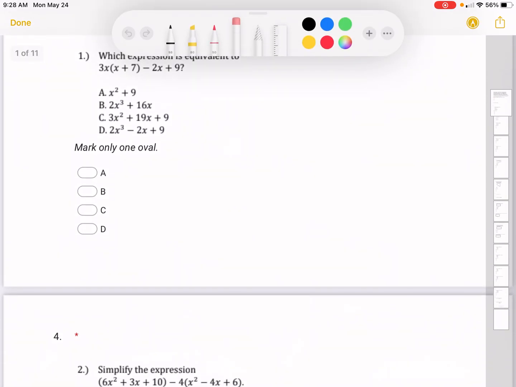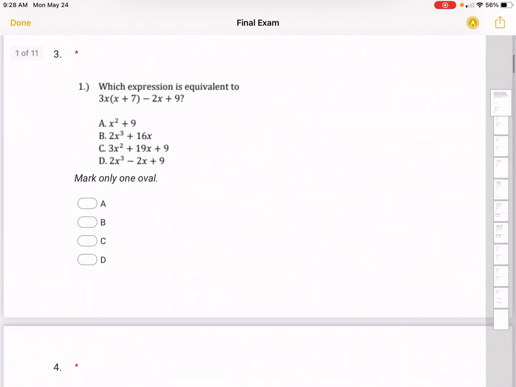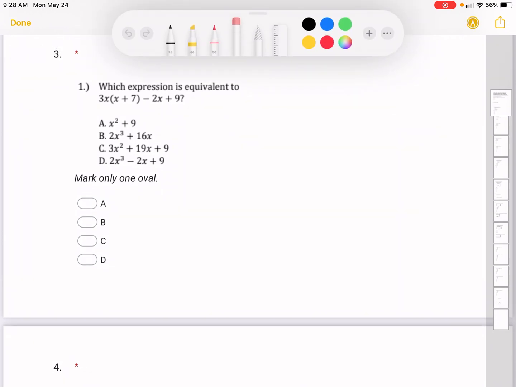So here in question number 1, it wanted to know which expression was equivalent. So here you just had to distribute and combine like terms. So 3x times x would be 3x squared, because you would have imaginary ones. When you multiply, you add exponents. 3x times 7 would be a positive 21x. And then you would bring down the minus 2x plus 9. From there, you can combine like terms. So you would combine 21x minus 2x, and that gives 19x. So here our answer would be C.